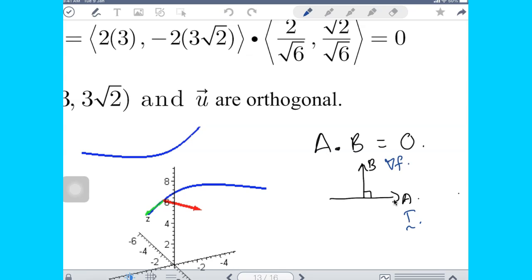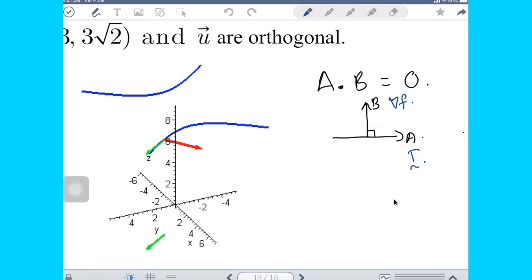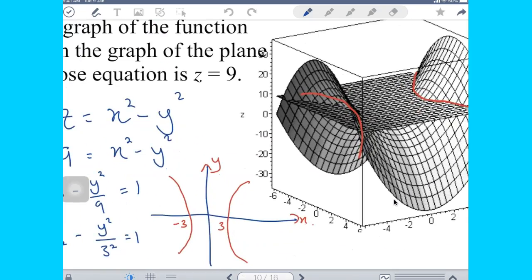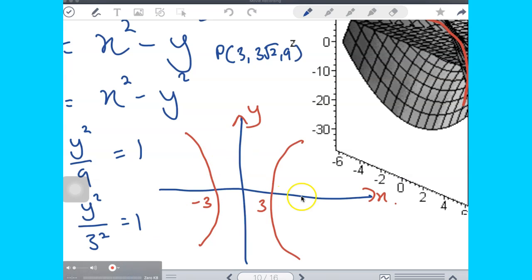So what can we say about this? If you look at the graph that I sketched in the beginning, where is the point? Just a second. Okay, so the point is at 3, 3, and z equal to 9. So the point (3, 3, 9) is maybe somewhere here.